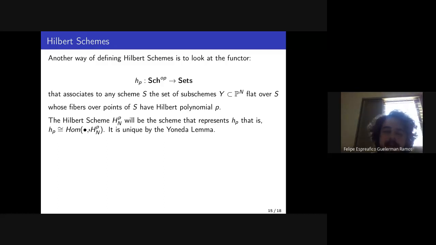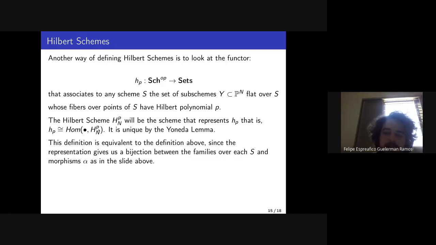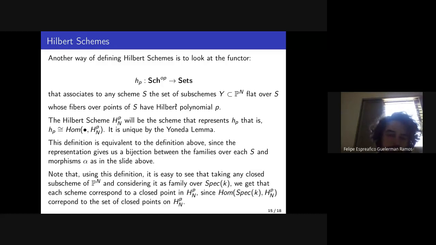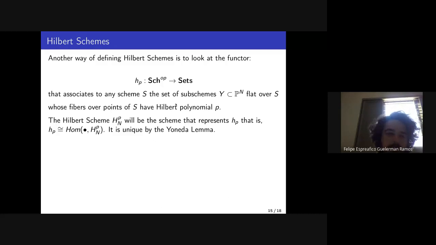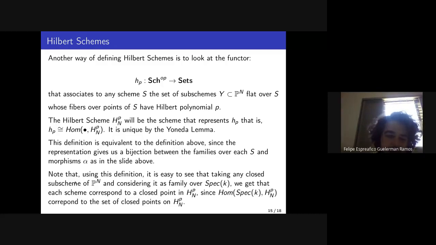To see that this makes some kind of sense, we could look at the second paragraph here and note that if we have any closed subscheme Y, this is a family over Spec K, because Spec K is just a point. So this is a family over Spec K.